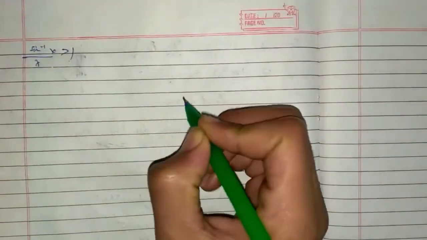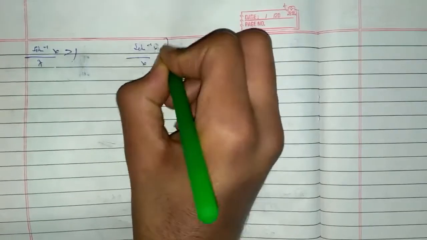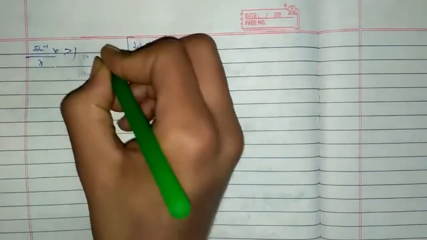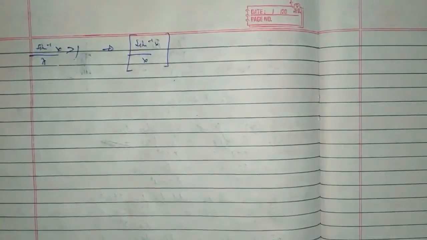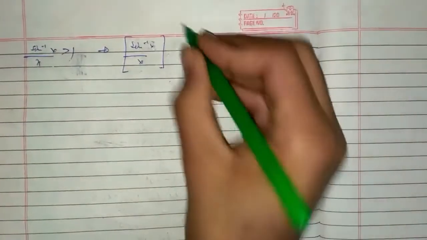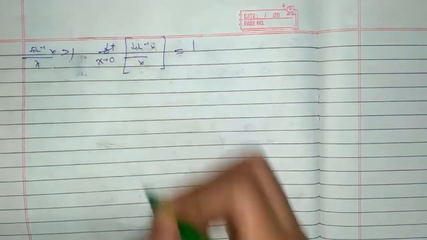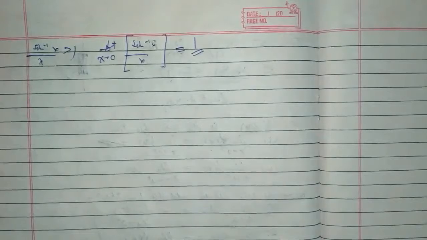As we already know that sin inverse of x upon x is greater than 1, and also sin inverse x upon x is an even function. Now we can say that for sin inverse x upon x, we would check the right hand limit and left hand limit. By checking both, we would get the answer as 1, that is, limit x tends to 0. So this would be our answer.